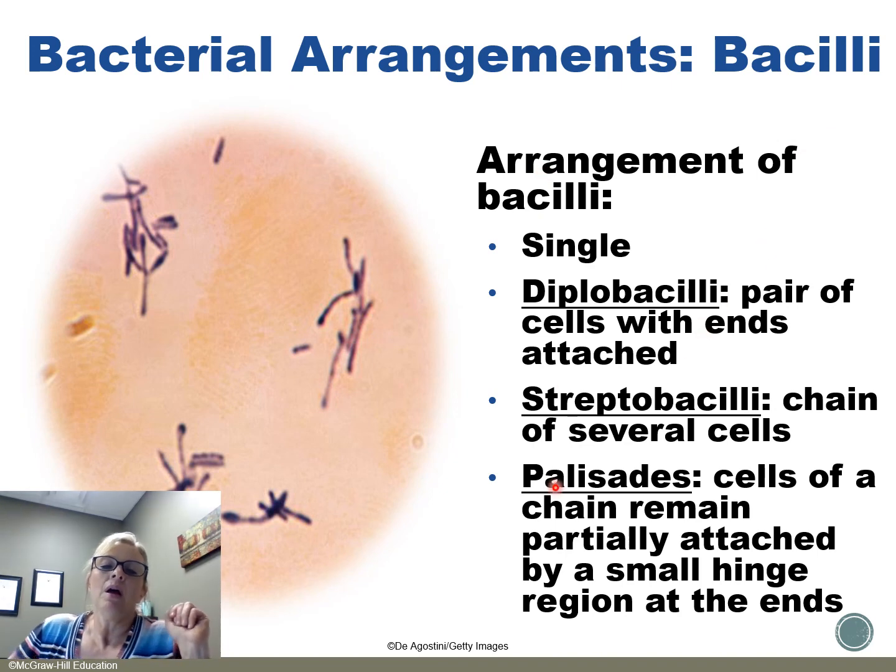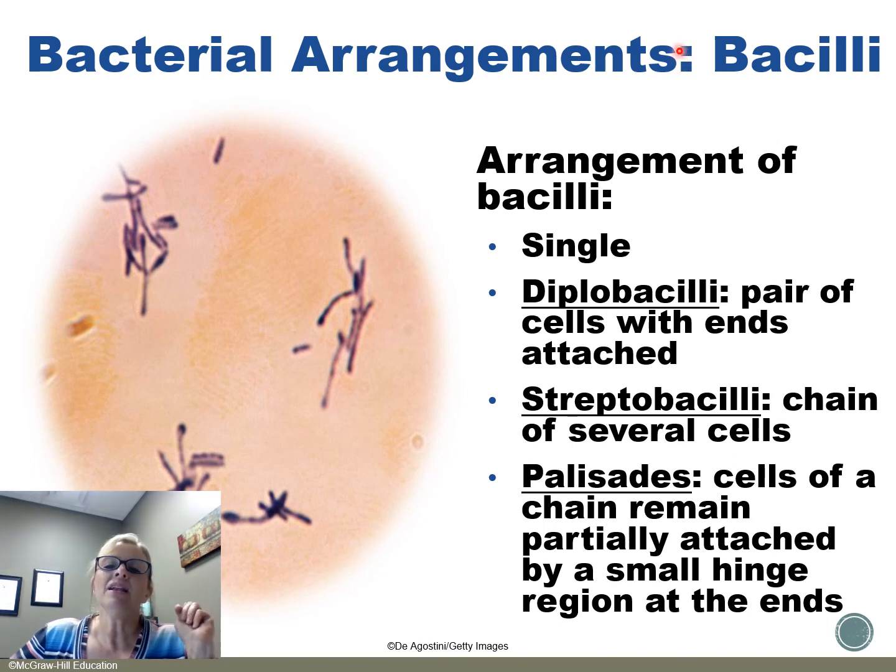All right, so arrangements of bacilli. You can see this one actually has a little club on the end. You will see that sometimes. Do not confuse this with an endospore. Bacilli or bacillus, singular and plural, are rod shaped. They can occur as a single, a diplo, so two linked together, or strep, meaning a chain.